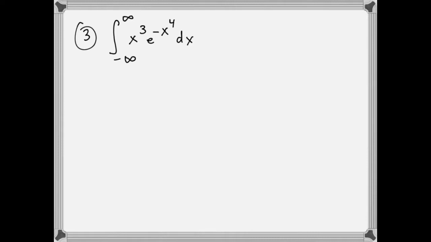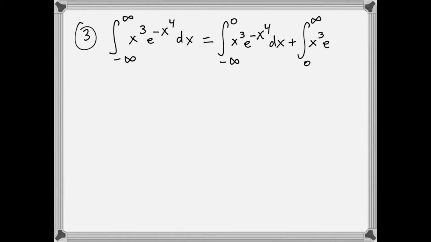So what I said to do in the earlier step is we need to break this up into 2 pieces. We can go from negative infinity to 0 of x cubed e to the negative x 4th dx plus, and then we can go from 0 to infinity of x cubed e to the negative x to the 4th dx. And I'm going to call this guy I1, and I'm going to call this guy I2.